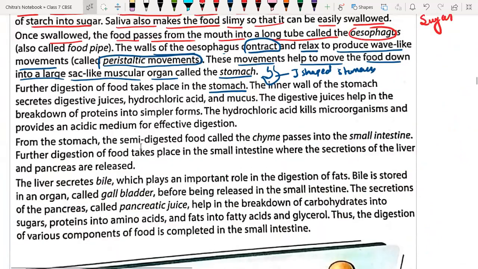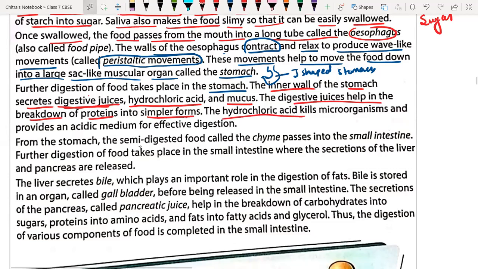Next. Okay. So the inner wall of the stomach secretes the digestive juice, which contains hydrochloric acid, mucus, and the digestive juice contains pepsinogen enzyme. It is not being mentioned here. It says only digestive juice, which contains pepsinogen. The digestive juice helps in breakdown of the protein into a simpler form, and that simpler form is nothing but the peptides. Okay, protein gets converted into peptides, meaning the small form of the protein.